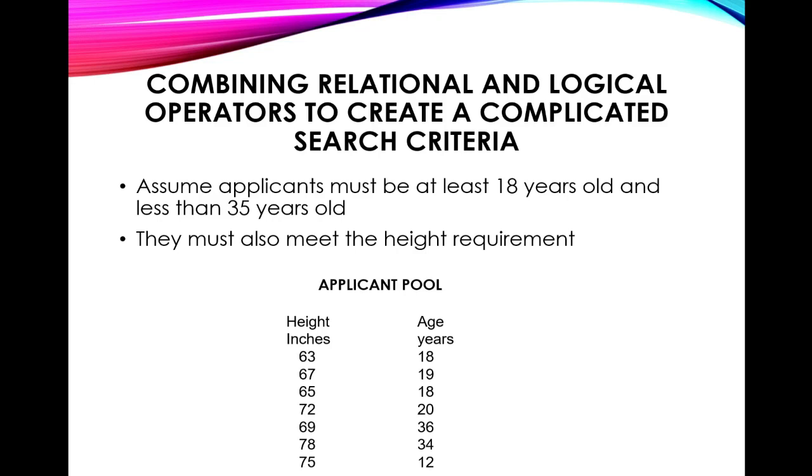Now let's try to combine the relational and logical operators to create a slightly more complicated search criteria. We are still using the Naval Academy applicants from before, but now we insert another criterion, which is age. The age must be at least 18 years old and less than 35 years old. So in addition to the height requirement, the applicants must also fulfill the age requirement, which is between 18 and 35 years old.